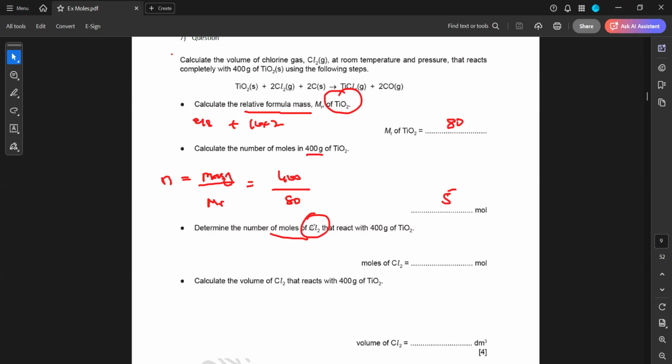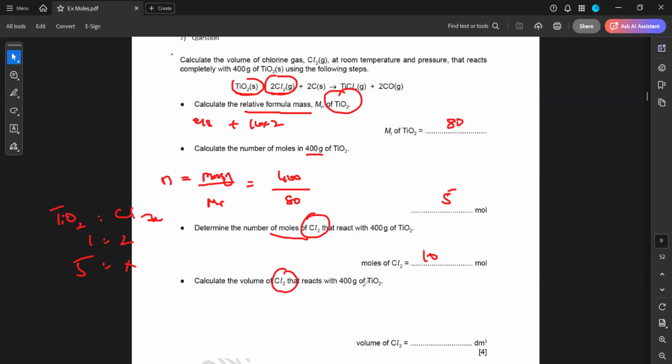Determine the number of moles of chlorine. How to get the moles of chlorine? We have the moles of titanium oxide and we need the moles of chlorine. So we'll take a ratio between them. One molecule reacted with two. So the titanium oxide and the chlorine, the ratio is 1:2. So if we have 5, this will be X, cross multiply. So we got 10.